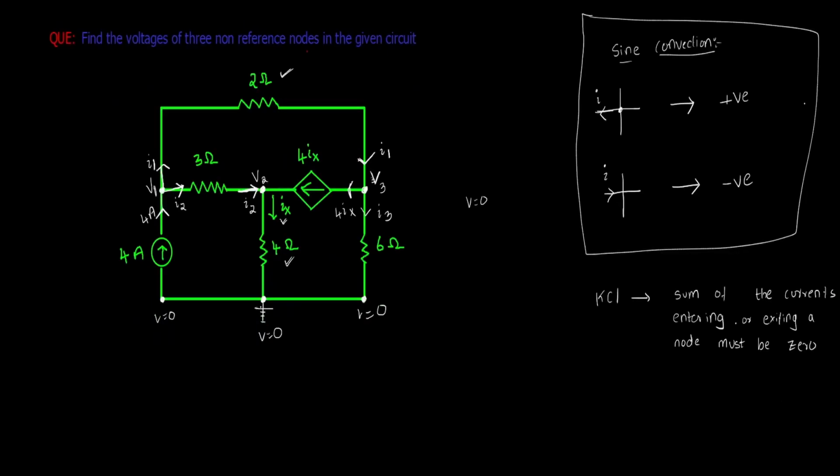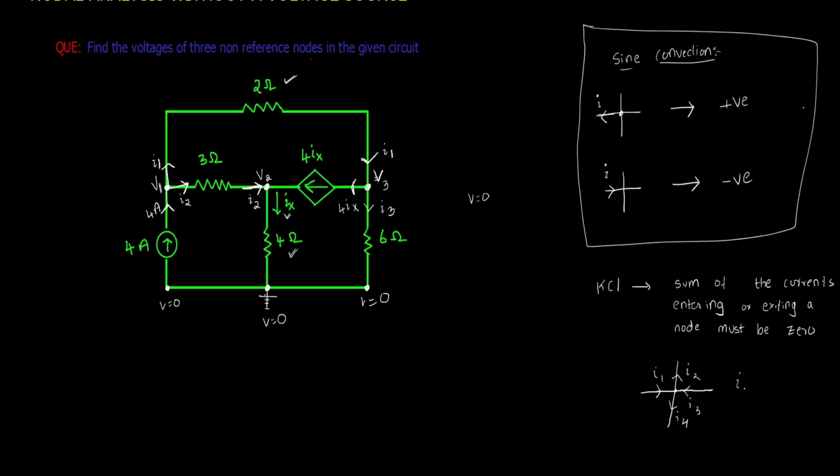So let us consider a junction. Let us consider some currents entering as well as exiting the node. So this is I3. According to KCL, we can write the equation at this node as minus I1 minus I3 plus I2 plus I4. Here the signs before these currents are decided by the sign convention which we have already discussed.